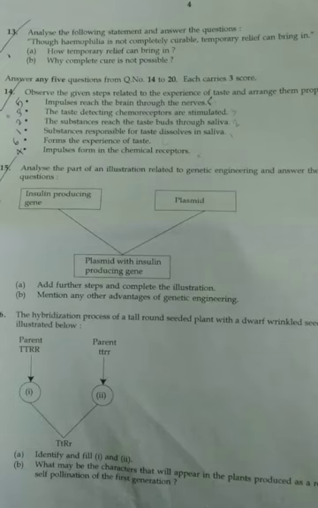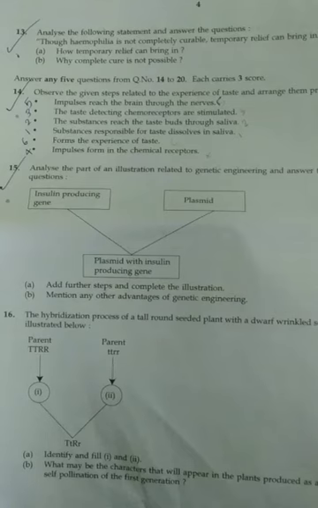So the first option should be: substance responsible for taste dissolves in saliva. Second, substance reaches the taste bud through saliva. Third, the taste detecting chemoreceptors are stimulated. Fourth, impulse forms in the chemical receptors. Then the next one, impulse reaches the brain through the nerves. And the last one, forms the experience of taste.